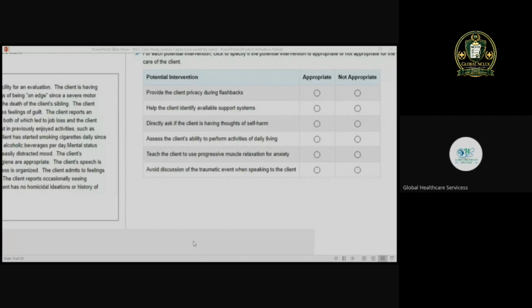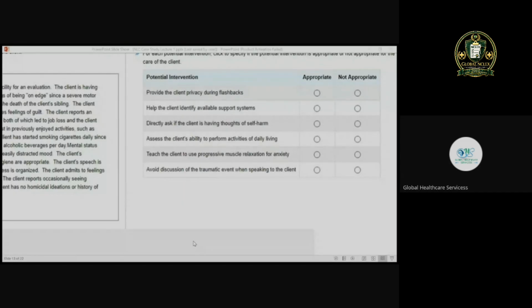Yes, this is also appropriate. Okay. Assess the client's ability to perform activities of daily living. For example, if you are depressed or anxious about something, it would impact your activities of daily living, right? It will impact. Exactly. So this is appropriate. Assess the client's ability to perform the activities of daily living.